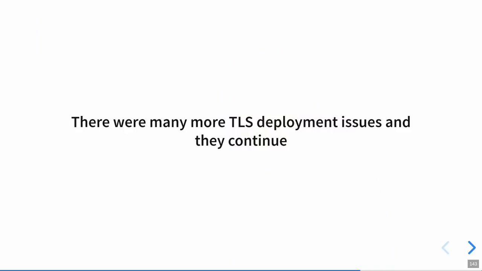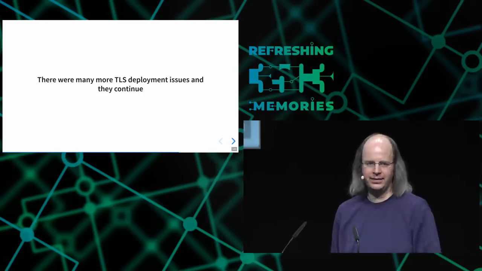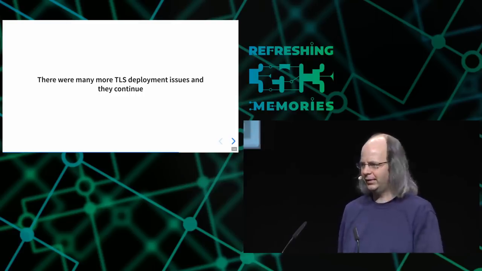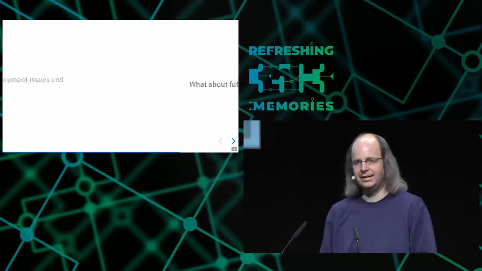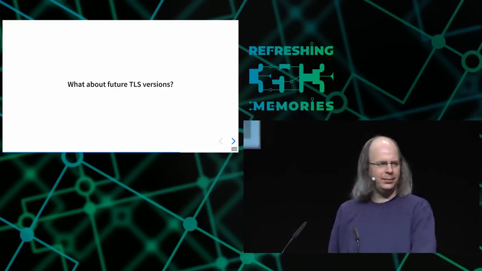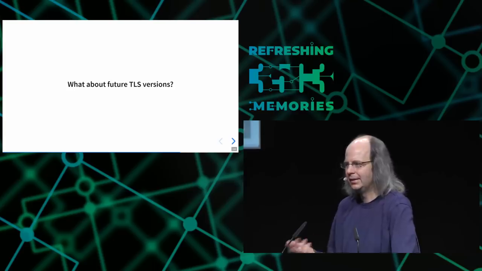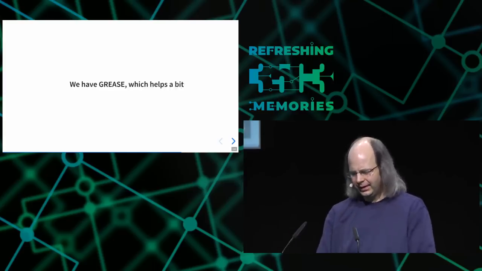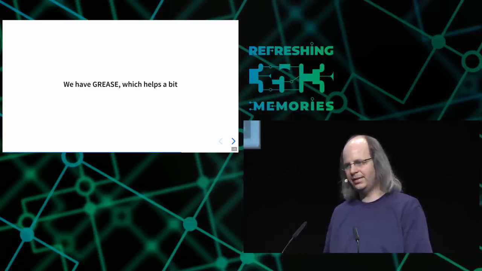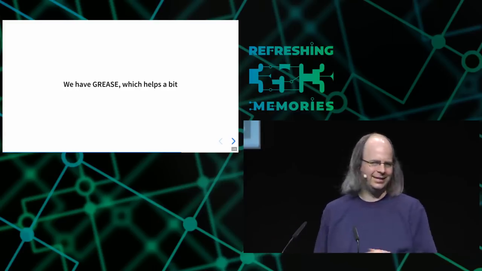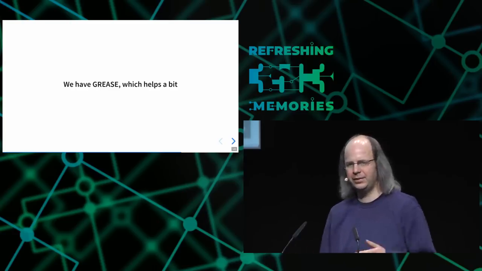There were many more such issues, and they continue to show up. For example, recently Java, which is also very popular in enterprise environments, now ships with TLS 1.3 support, but it doesn't really work, so you have connection failures there. Now, with all these deployment issues, what about future TLS versions? Will we have all that again? We have this GREASE mechanism, and it helps a bit, it prevents these version intolerance issues, but it doesn't prevent these more complicated middlebox issues.